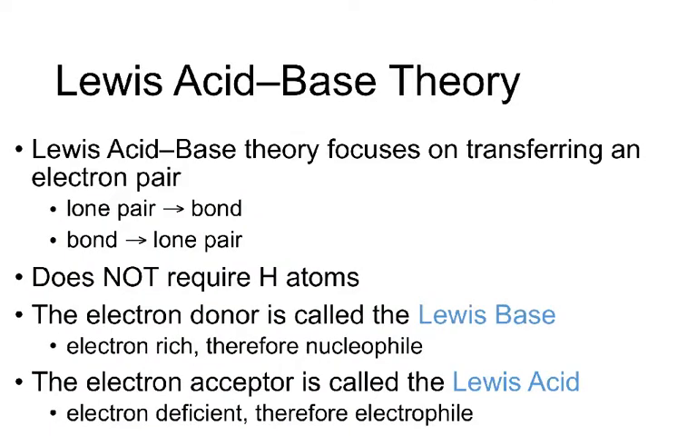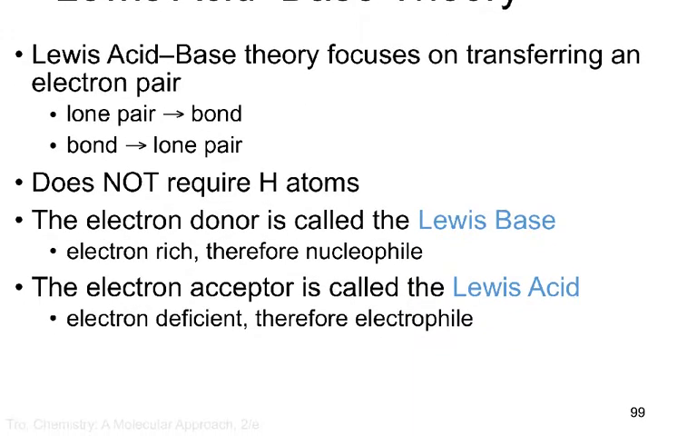Okay, let's briefly touch on Lewis acid-base theory. You will come across this more in organic chemistry. It focuses on transferring an electron pair rather than on hydrogens. So it does not require hydrogens. The electron donor is the Lewis base. It has extra electrons, so it's a nucleophile. It becomes more stable when it has another nucleus around it.